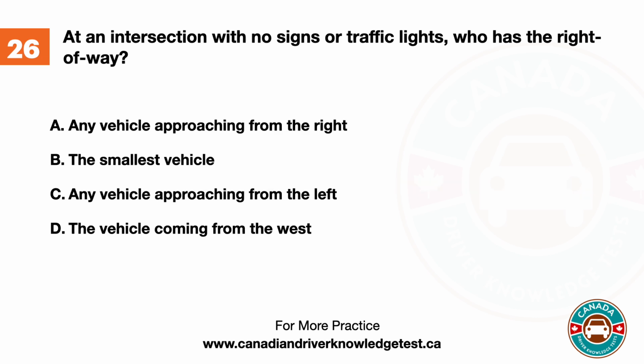Question 26. At an intersection with no signs or traffic lights, who has the right-of-way? A. Any vehicle approaching from the right. B. The smallest vehicle. C. Any vehicle approaching from the left. D. The vehicle coming from the west. The answer is A. Any vehicle approaching from the right.